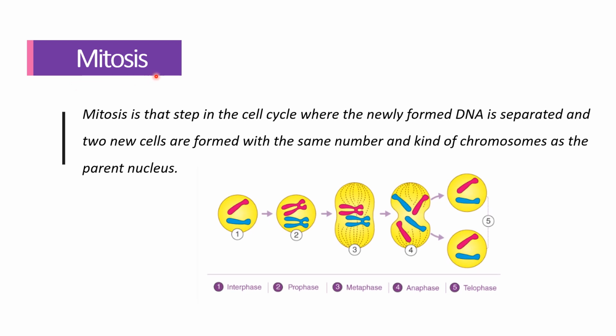What is mitosis? Mitosis is that step in the cell cycle where the newly formed DNA is separated and two new cells are formed with the same number and kind of chromosomes as the parent nucleus.